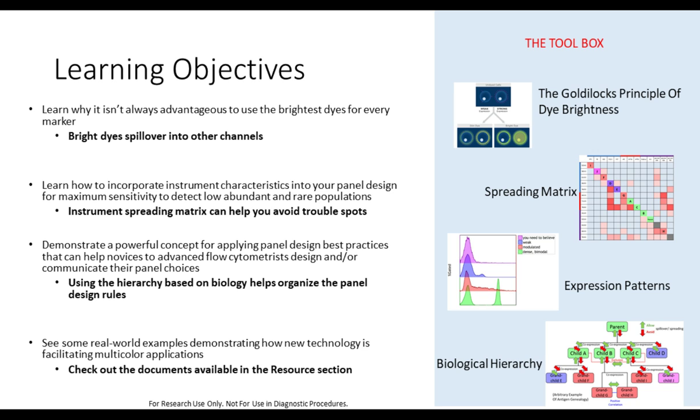I just would like to summarize what we have been going along here. So bright dyes are not always the best solution. You really have to follow this Goldilocks principle, finding the optimal match of brightness for the antigen expression that you want to look at. And we have seen that the instrument characteristics with the spreading matrix are also very important to understand. So how sensitive can you be on a certain channel? How susceptible is a certain channel to spreading when receiving spillover from other dyes?